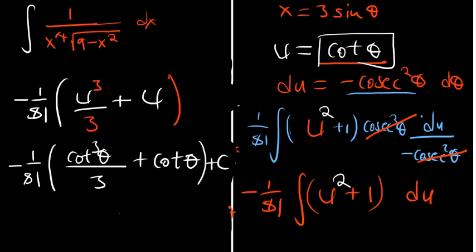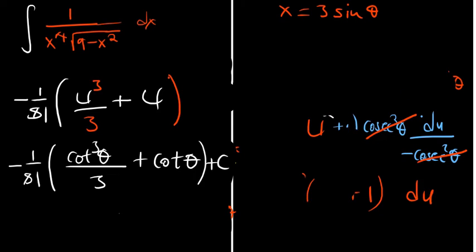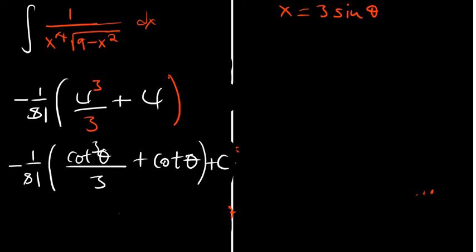Don't forget that our question started with a value of x, right? So it's mandatory that our answer ends up in the form of x. So let's do just that. Our x is equal to that. So let's make sine theta the subject. So just divide by 3.